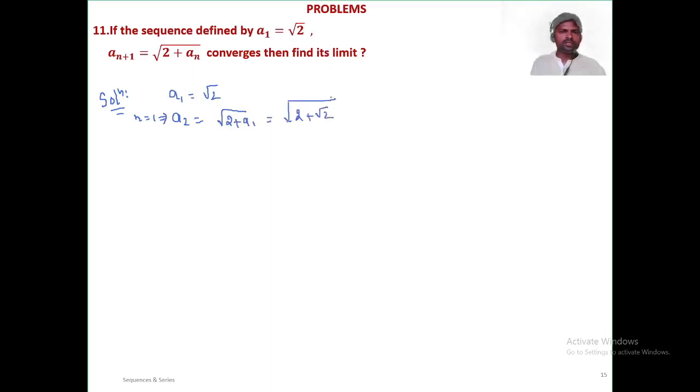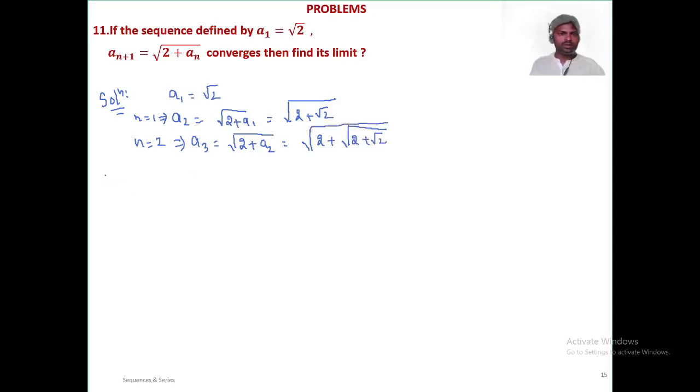This problem I did in the last class, but I had taken c here: a1 is root c and a(n plus 1) is equal to square root of c plus an. Just recall. Next substitute n is 2. What will you get? The a3 value. Substitute here a2. Square root over 2 plus a2, and the a2 value is square root over 2 plus root 2. So like this you will get.